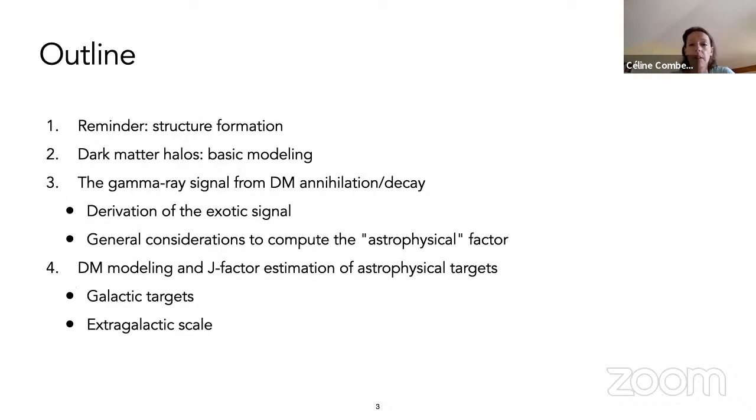The outline of this lecture is as follows. We're going to do a quick reminder of structure formation and basic halo modeling. Then we'll dig deeper into the actual gamma ray signal we expect from dark matter annihilation and decay, and why knowing the dark matter distribution is so important in that context. And then we'll focus, as I said, on a few galactic targets and also on the extragalactic scale.